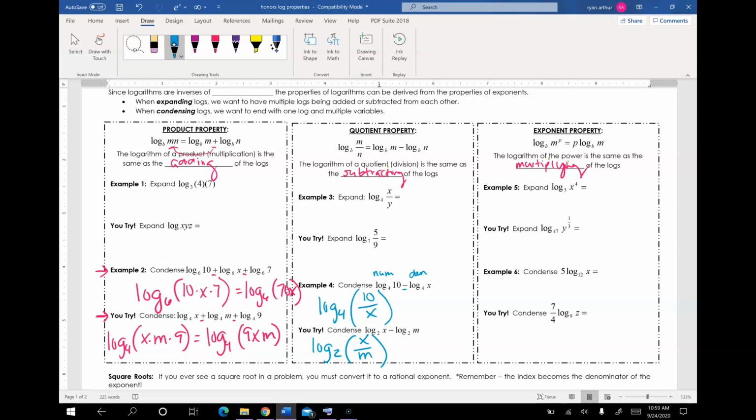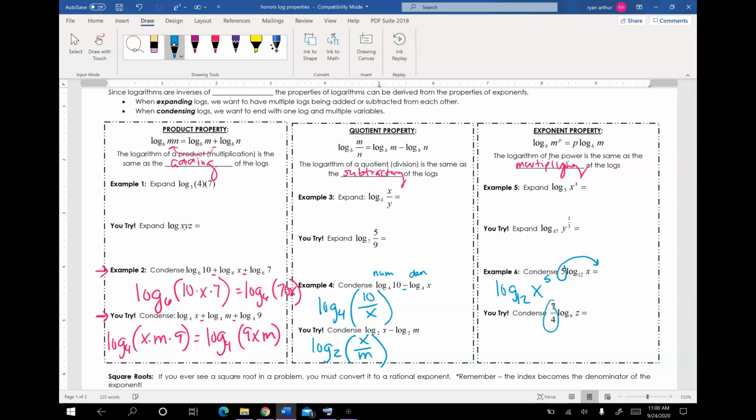Okay? All right. So exponent property, with the exponent property, it wants you just to make it back an exponent. So when you're condensing, there can be nothing in front of log. Okay? So you have to always get rid of whatever number is in front of log. So we're going to say log base 12. And that number in front just goes back as an exponent. So it'll be log base 12 of x to the 5th.